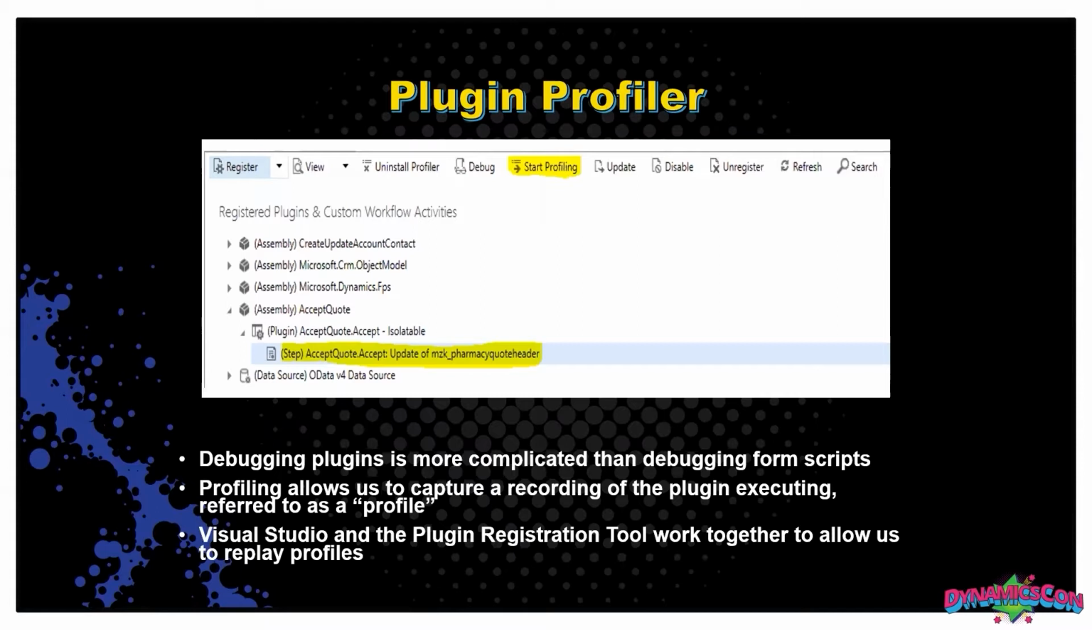Debugging plugins is a significantly more involved process than debugging form scripts of a similar size and complexity due to the fact that the code is running server-side. One of the primary ways for us to debug plugins because of this is by using the plugin profiler functionality within the plugin registration tool. By profiling an SDK step for a plugin while it is running, we are able to capture a recording of its execution, and then we can replay this recording in Visual Studio in order to understand at a granular level what the plugin is actually doing.